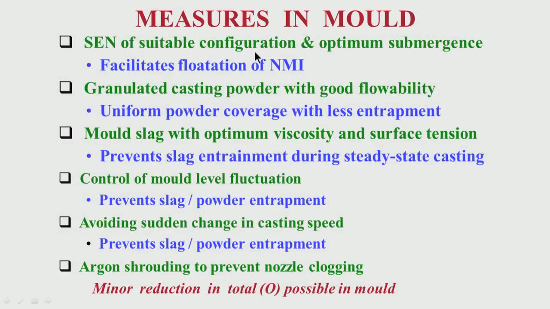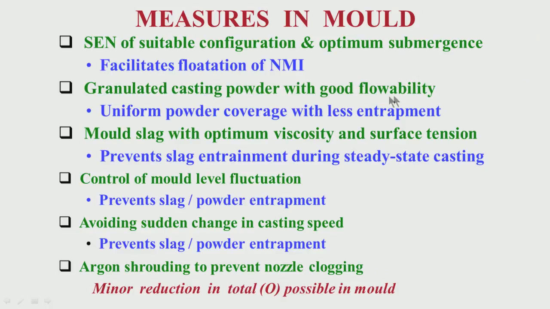So, an SEN of suitable configuration and optimum submergence is very important. This helps flotation of NMI, whatever exogenous inclusions are getting generated. Suppose liquid slag, mold slag, is getting entrained in liquid steel, we must give sufficient time for them to float up. Too much turbulence is not desirable, but some amount of turbulence will help them to float up and get absorbed. So, this is important.